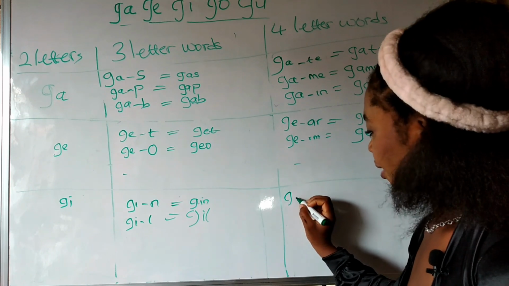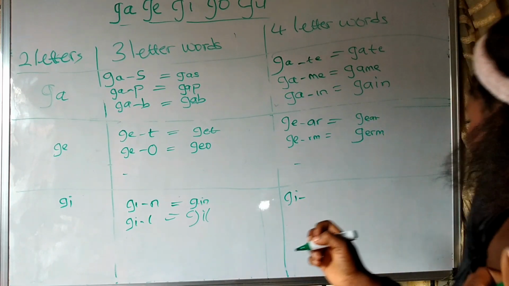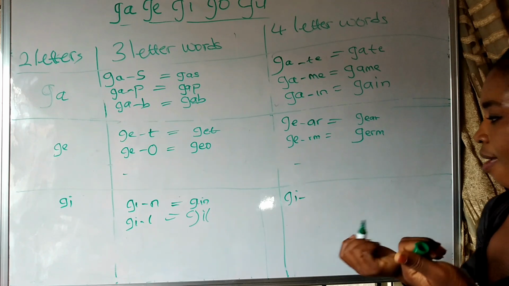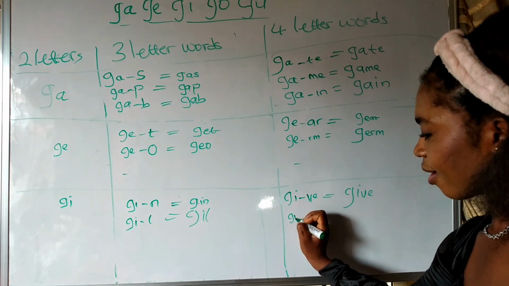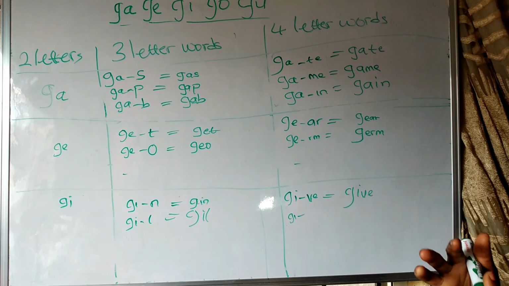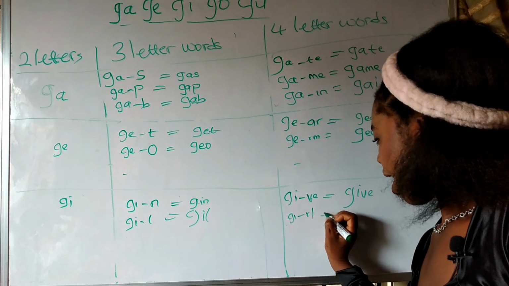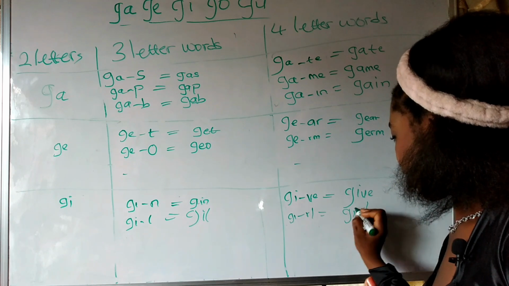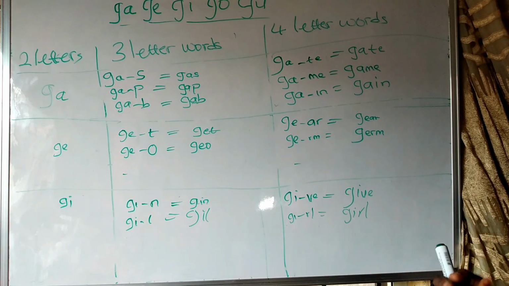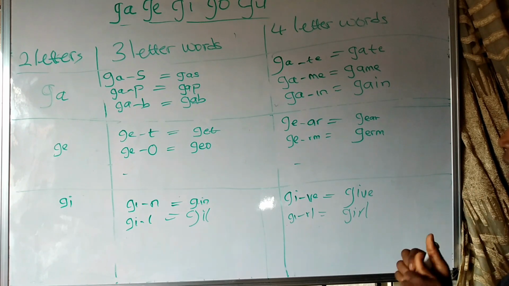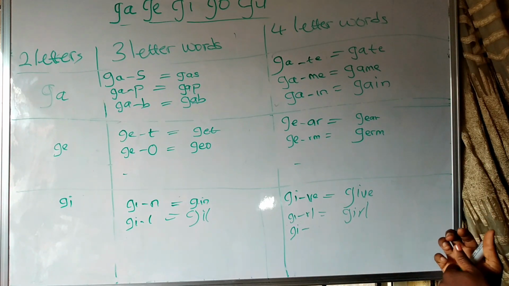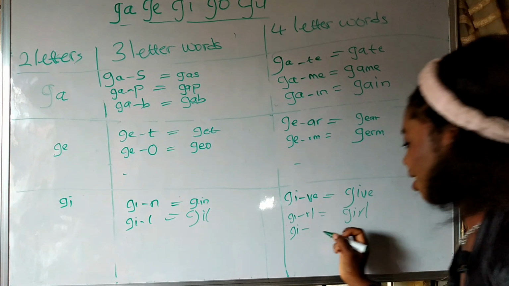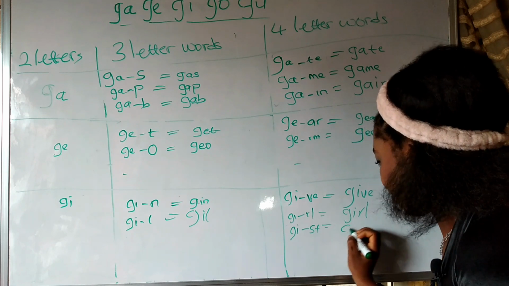Now the next one is the gi sound for 4 letters. I can add say VE, and this is give. Now again, I can have gi, and I'm gonna add say RL, and it's gonna equal me girl, like your baby girl. Okay, are we together to this point? And now I can equally add another letter. Okay, I can have gi, and I want to add say, what should I add right now? I can add ST, and that gives me gist.